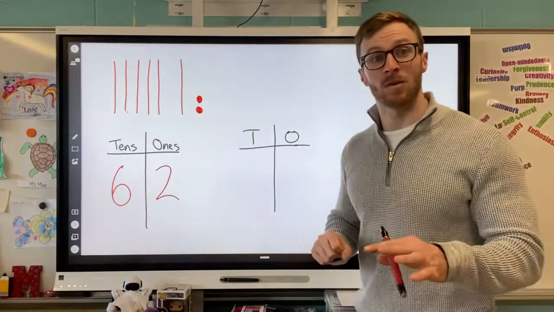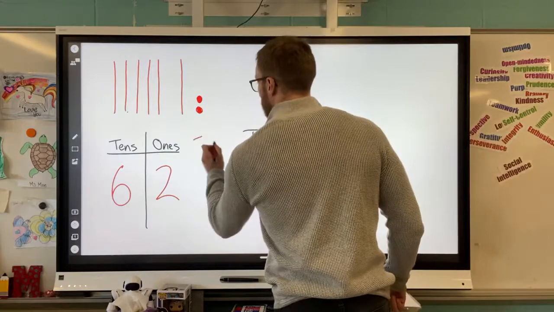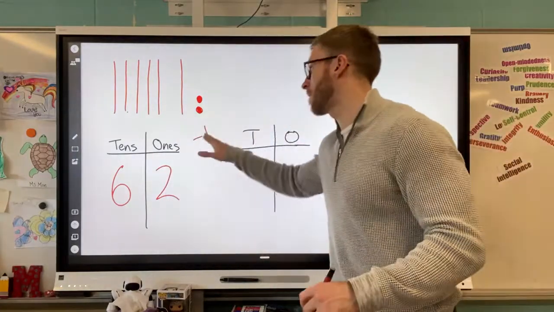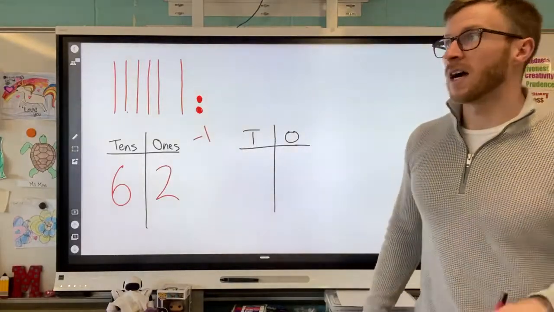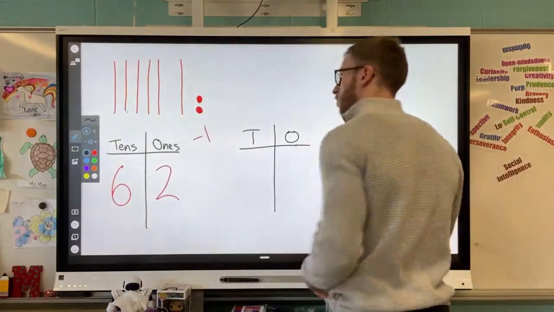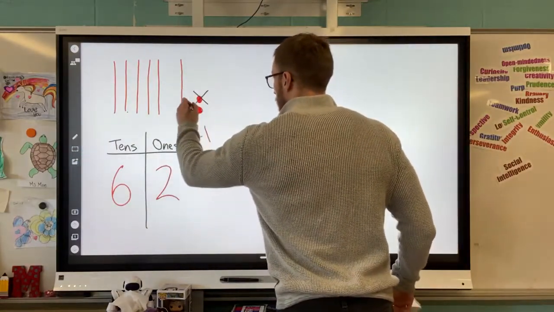Now, I said less, so that means we're taking away. So I want to do a minus 1. So we're going to do 62 minus 1. Okay? How can we do that? Well, instead of erasing one of the ones, I'm going to cross it out so we can see what we did. I'm getting rid of this one. Boom.